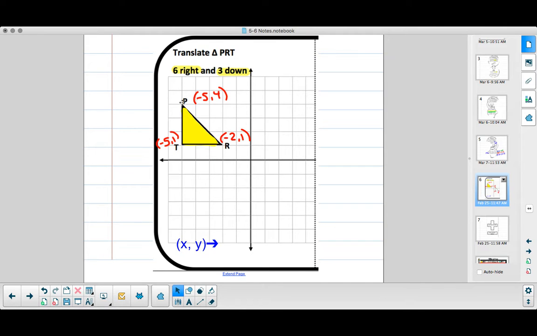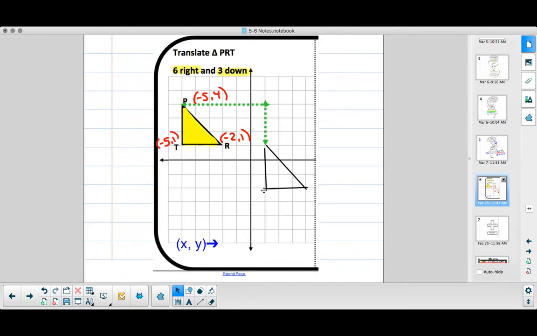And what we're literally going to do is draw the image of this triangle after we translate it 6 to the right and 3 down. So what you can actually just do is count from each point, go 6 to the right, so 1, 2, 3, 4, 5, 6, and then go 1, 2, 3 down, and then that's where your new point P would be.